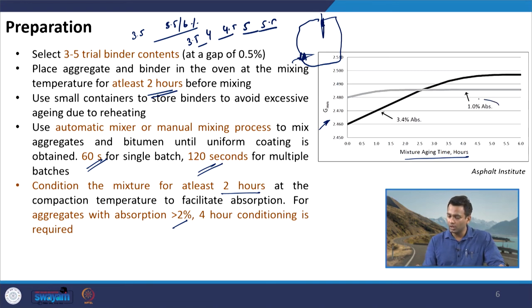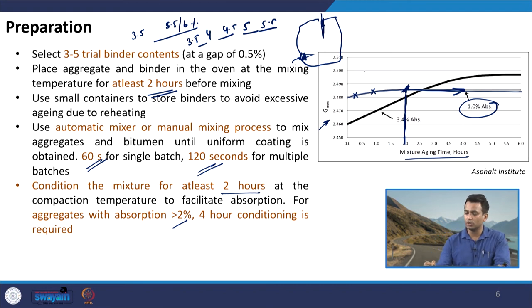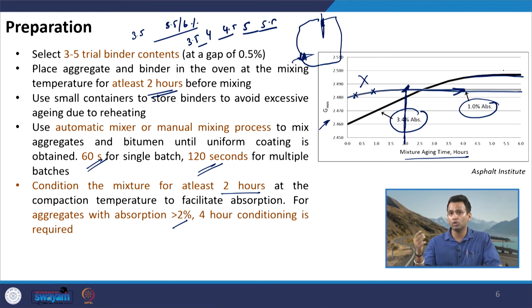You see, if the absorption is 1%, then for some period the GMM will increase, but after some time it becomes constant. We have to understand the time beyond which it stays constant. So, we should not try to compact here or here, otherwise it does not indicate complete absorption of the mix, alright. Similarly, if the absorption is more than 2%, you can see that before a steady state or a constant value of GMM is reached, we need sufficient time. So, depending on the absorption of the aggregate, the conditioning period will also change.